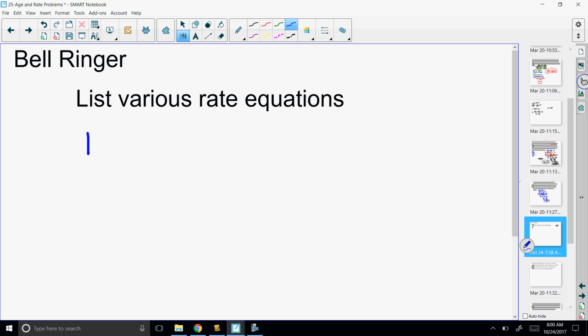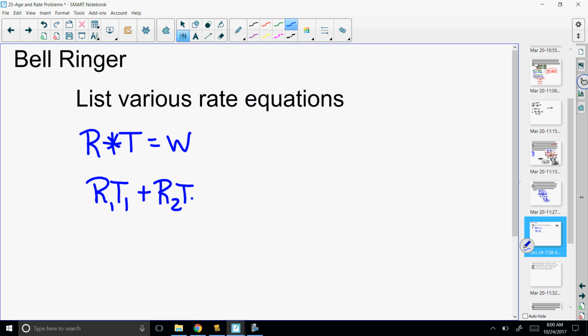Okay, so one was rate times time equals work. And then we have the rate of one individual times the time of one individual, plus the rate of the second times the time of the second is equal to work.